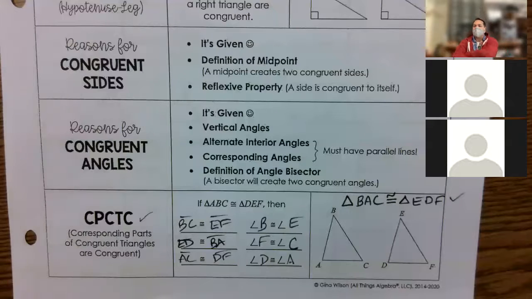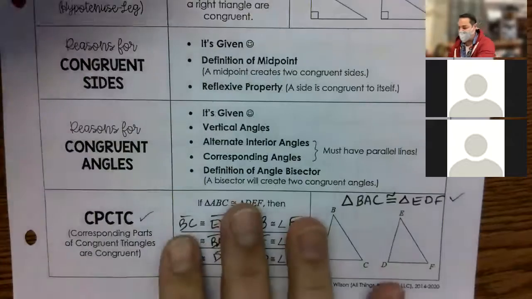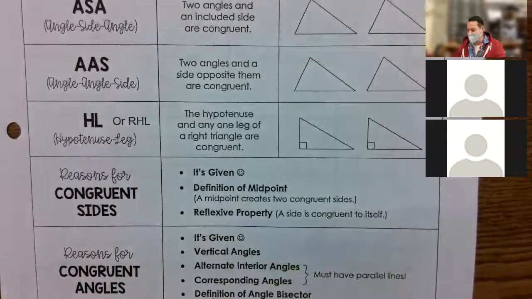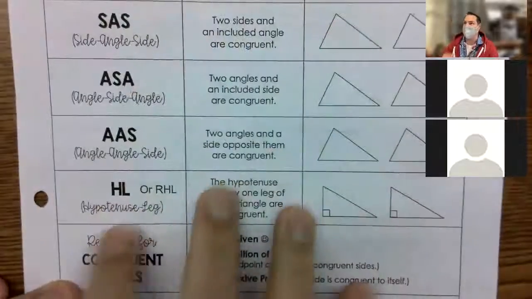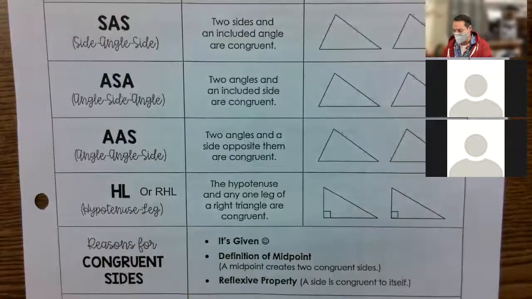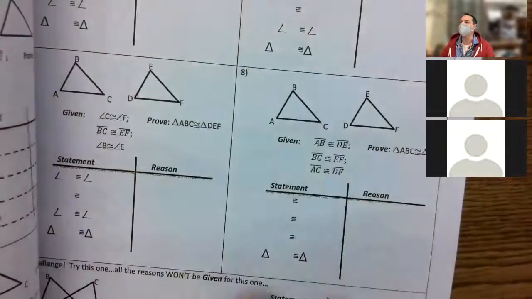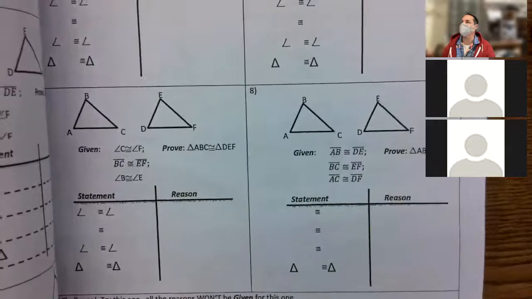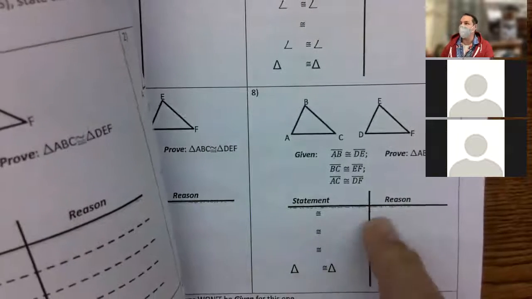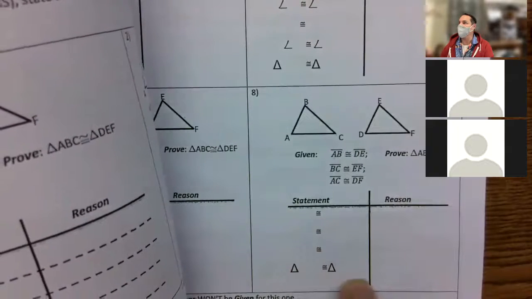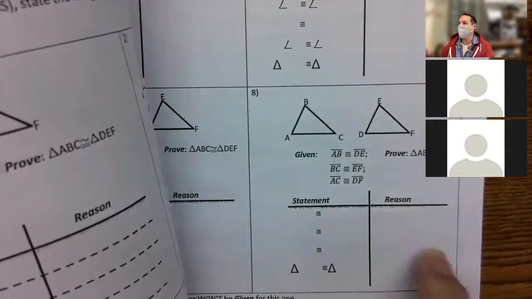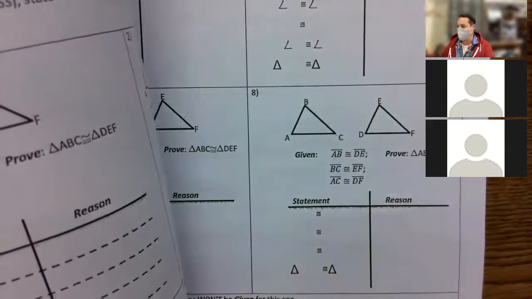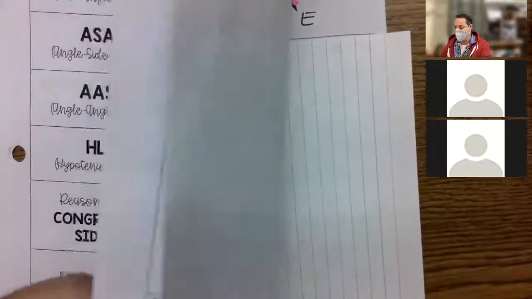So last class, what we worked on was proving triangles are congruent. And you guys had some opportunities to learn about the different theorems that prove triangles are congruent. You did some simple problems that let you demonstrate just putting in the givens, writing the conclusion you're trying to prove, and choosing whether it was ASA or SAS, etc.